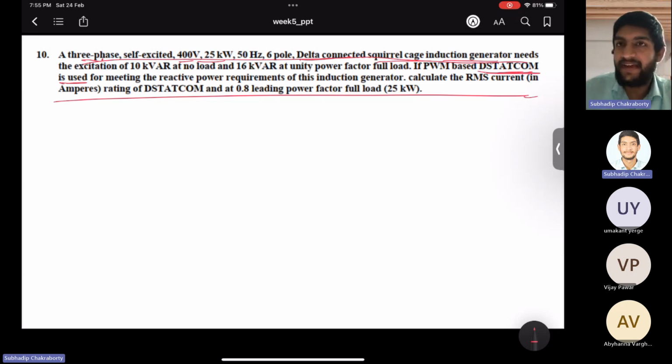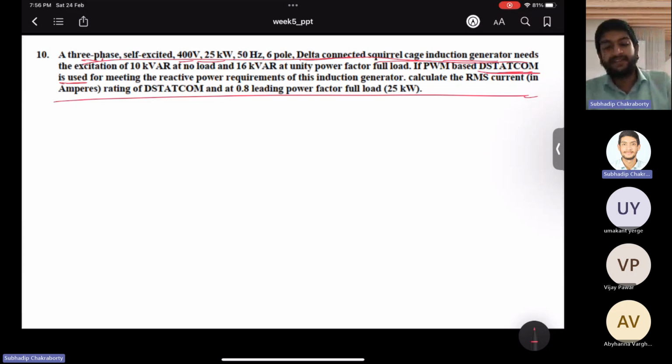Like that, 10 kVAr at no load, the generator will take. That information is known to you. And at full load, obviously, the voltage will dip. You need more reactive power to maintain the voltage, and hence it is given that 16 kVAr when the full load is given at unity power factor. These two pieces of information are given to you.